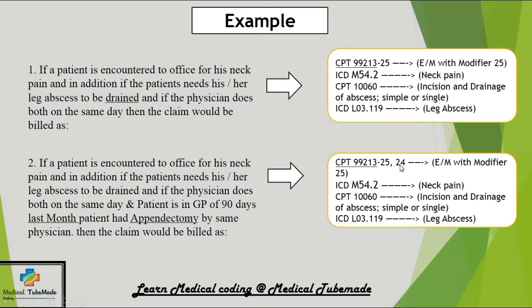Then ICD, so here you can see I have added modifier 24. So why are we adding modifier 24? Because if you read properly here, the patient is in a global period of 90 days, as last month the patient had an appendectomy by the same physician, meaning the patient is in a global period of 90 days. What procedure did they perform? Last month they had an appendectomy by the same physician. So the patient is in the global period, but the patient visited today for an unrelated ENM service. For that reason we are adding the 24 modifier with the ENM service, and we need to add 10060 incision and drainage of abscess, simple or single. Why? Because on the same day they performed it. Here you can see the leg abscess to be drained. So we are adding 10060 along with the ENM code with modifier 24 as well as 25, and the ICD will be neck pain and leg abscess. I hope you understand how to apply modifiers, so that you can code well and appropriately.